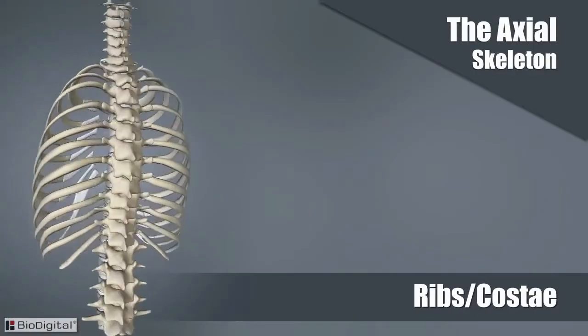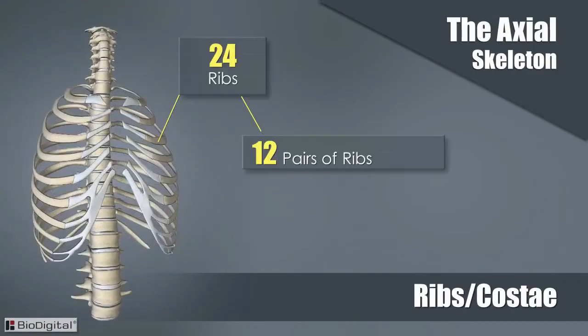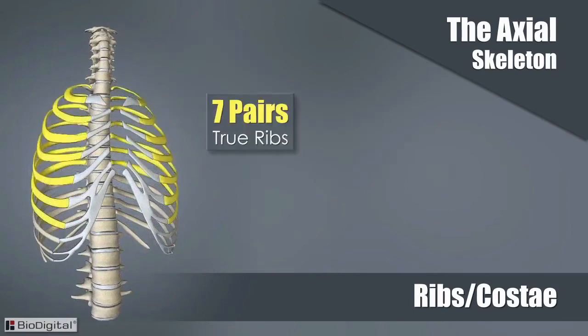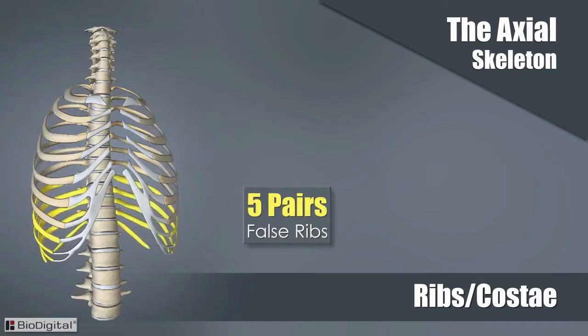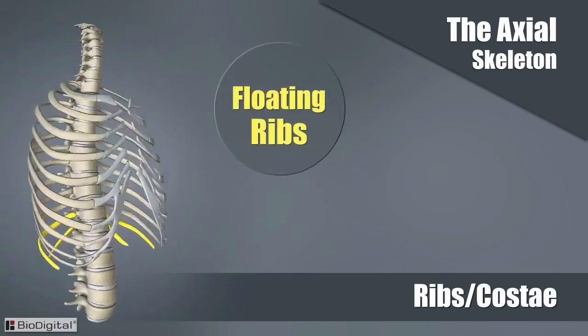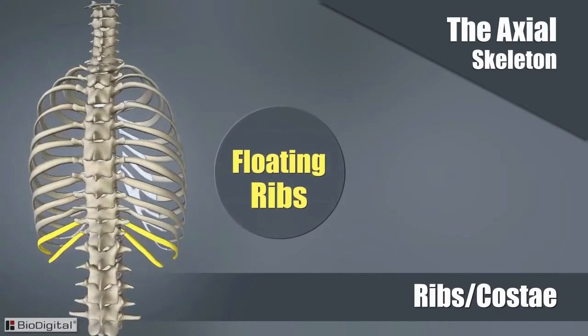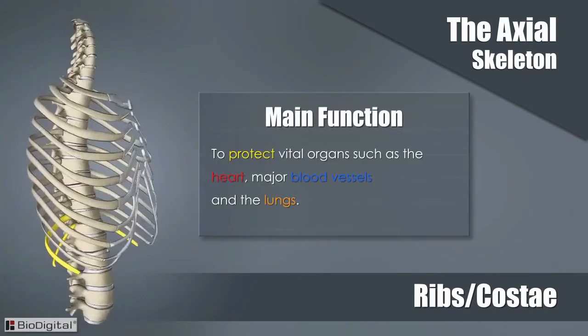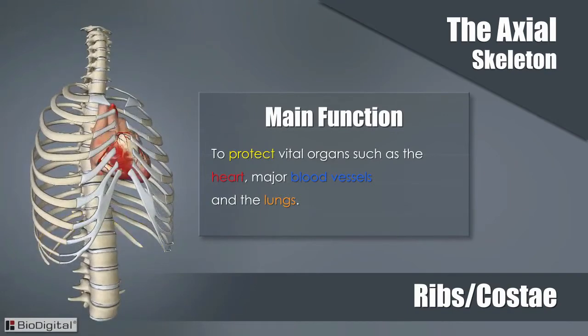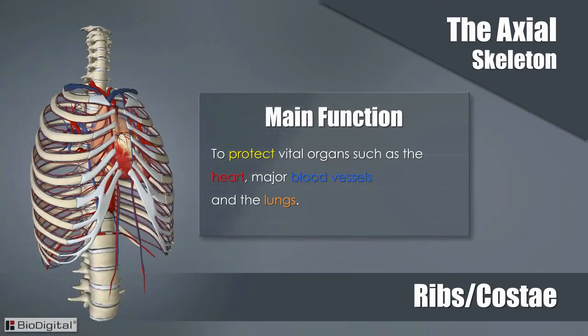The costae, or ribs, are composed of 24 ribs, or 12 pairs of ribs. There are 7 pairs of true ribs and 5 pairs of false ribs, of which the last 2 pairs are called the floating ribs. The ribs' main function is to protect vital organs such as the heart, major blood vessels, and the lungs.